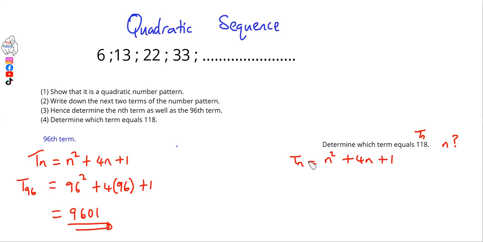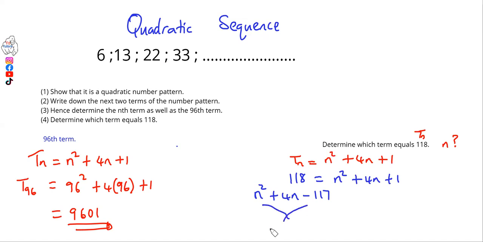What are we given here? We're given Tn. Tn is 118. So we're going to put 118 here. This is equal to n squared plus 4n plus 1. Okay, we take the 118 to that side. We are now left with n squared plus 4n, now it's going to be minus 117.